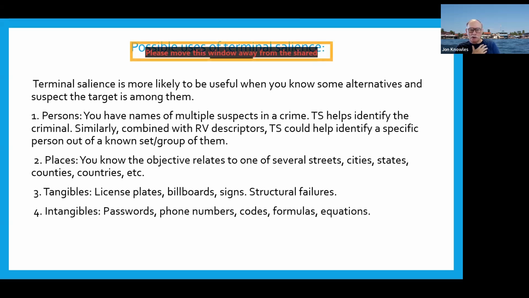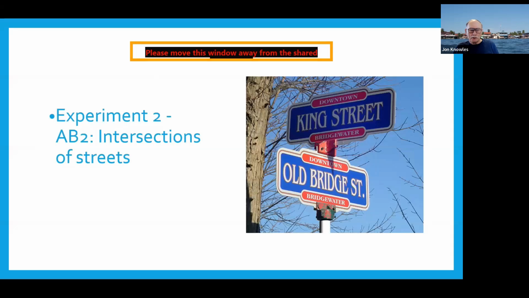Of course, some of these would involve numbers in the alphanumerics, but there may be a role for terminal salience, and I'm interested to know what the other viewers think, as well as other folks who are watching this, as a possible method. So experiment 2 was intersections of streets.